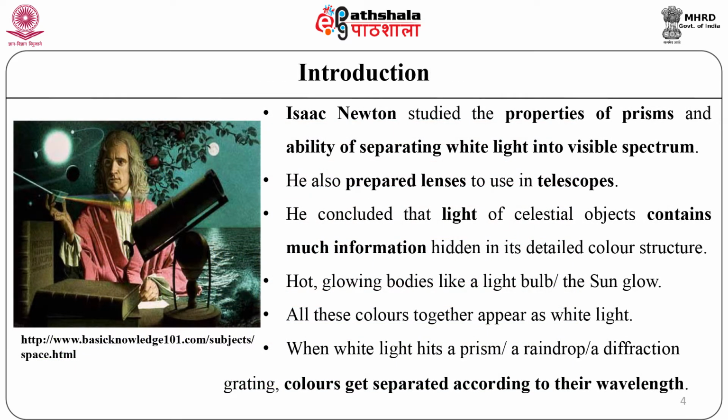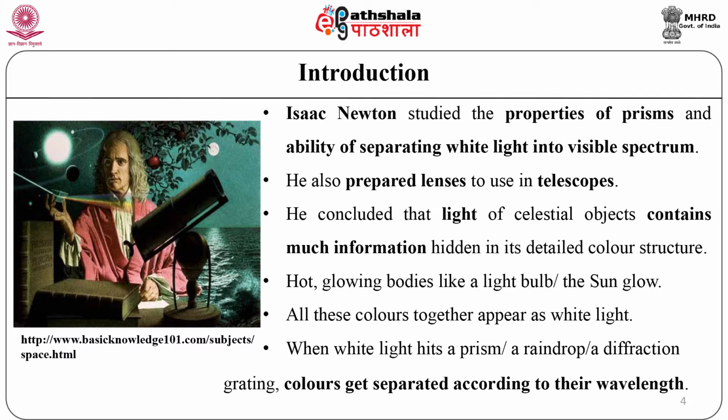Isaac Newton, during his time, studied the properties of a prism and its ability to separate white light into the visible spectrum. Newton also prepared lenses to use in telescopes. He observed that the light of celestial objects contains much information hidden in its detailed color structure. Hot, glowing bodies like a light bulb or the sun glow with all these colors together appearing as white light.